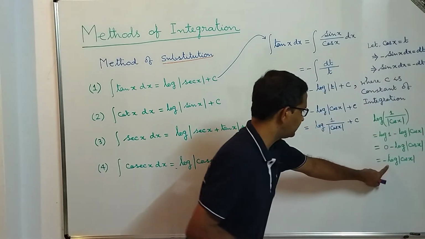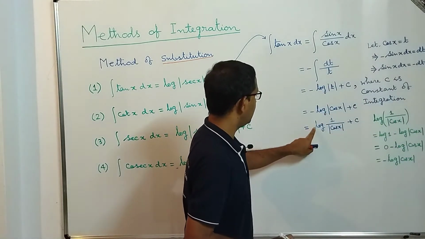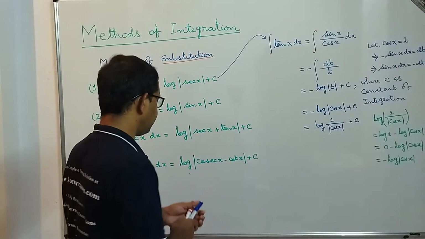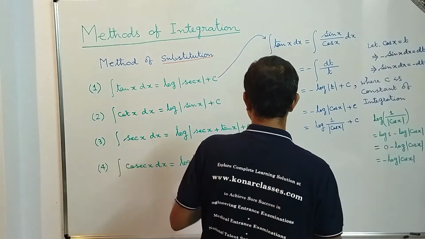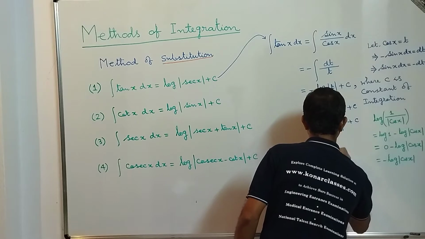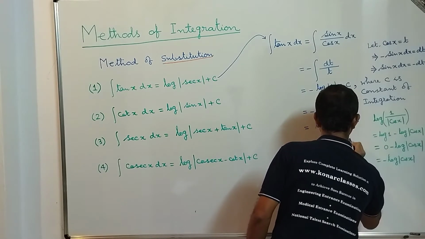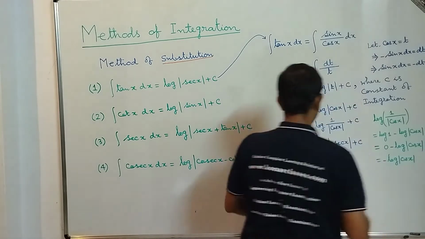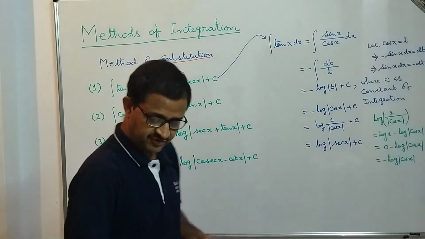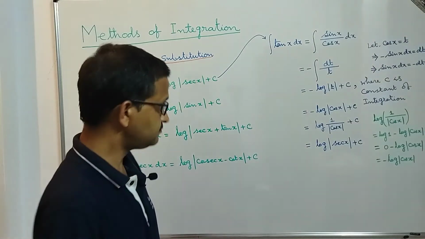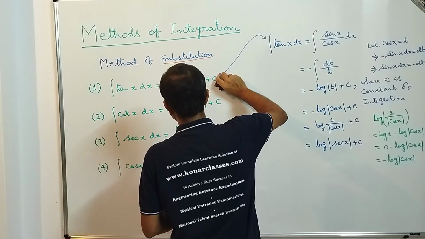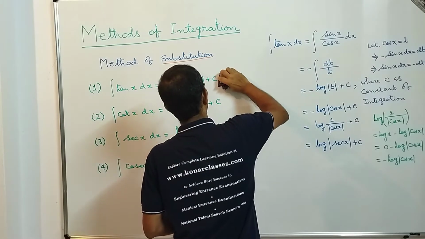So instead of minus log mod cos x, we can write log of 1 by mod cos x, and 1 by mod cos x is nothing but mod sec x. So we get log of mod sec x plus c, and this is the value of the integration. Now let's proceed to the next formula: integration of cot x equal to log of mod sin x plus c.